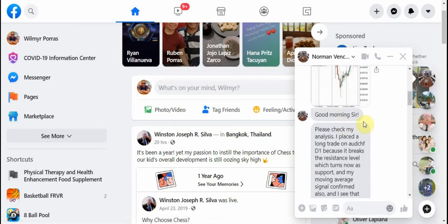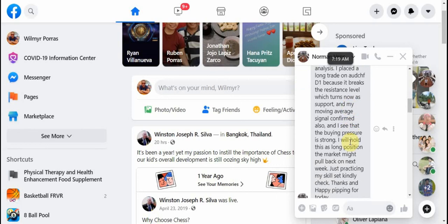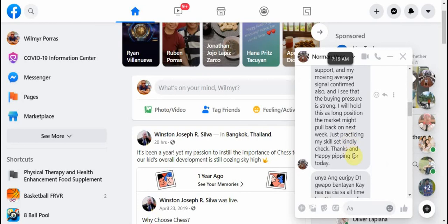He messaged me and said, "Good morning, sir. Please check my analysis. I placed a long trade on AUD CHF daily because it breaks the resistance level, which now turns into a support, and my moving average signal confirms also. I see that the buying pressure is strong. I will hold this as a long position. The market might pull back next week. Just practicing my skill set. Kindly check. Thanks and happy pipping for today."